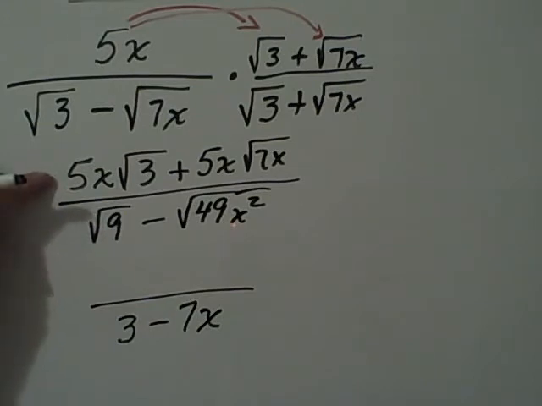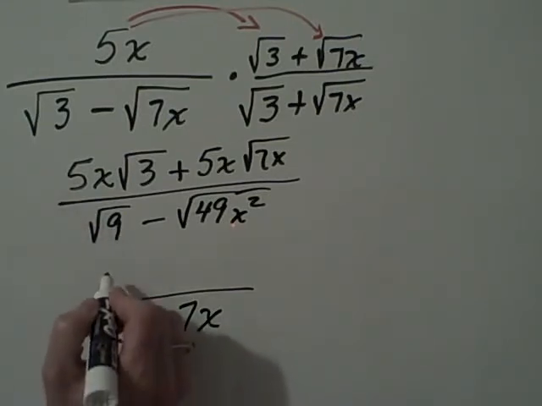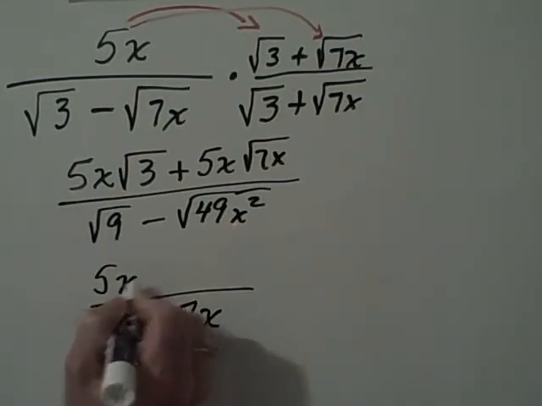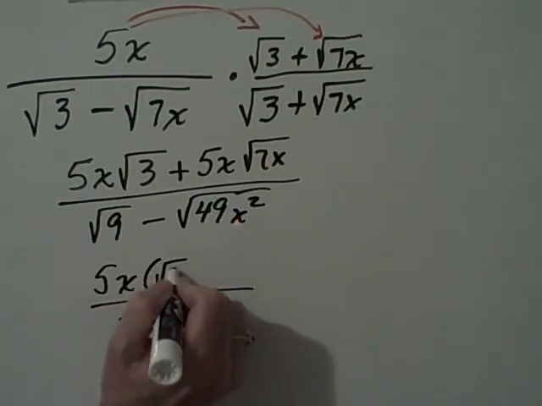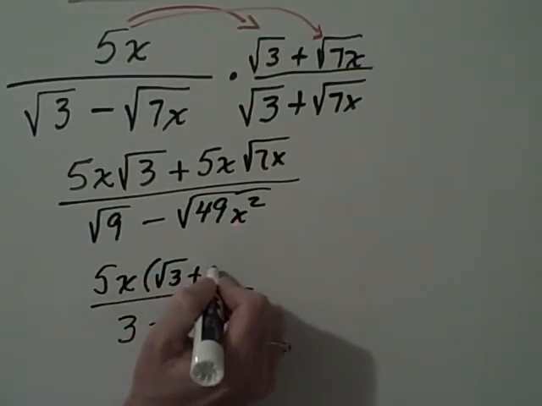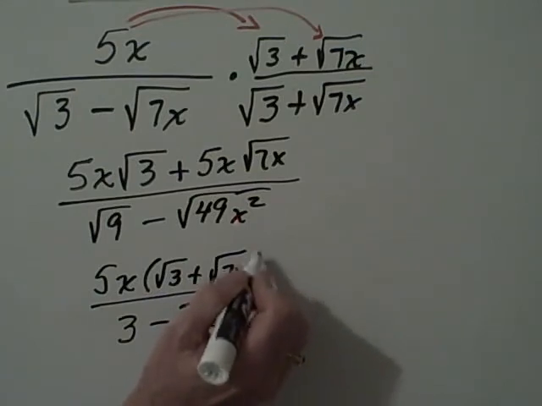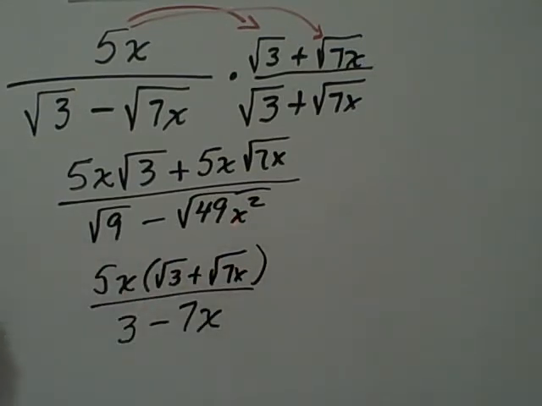You may leave the numerator like this. However, you may also see it with the 5x factored out and the other terms in parentheses. I will take either this one or this one. They are both correct. However, this is a more simplified version.